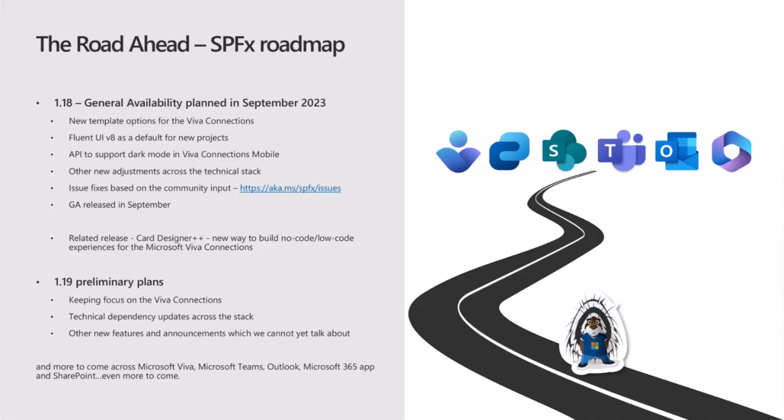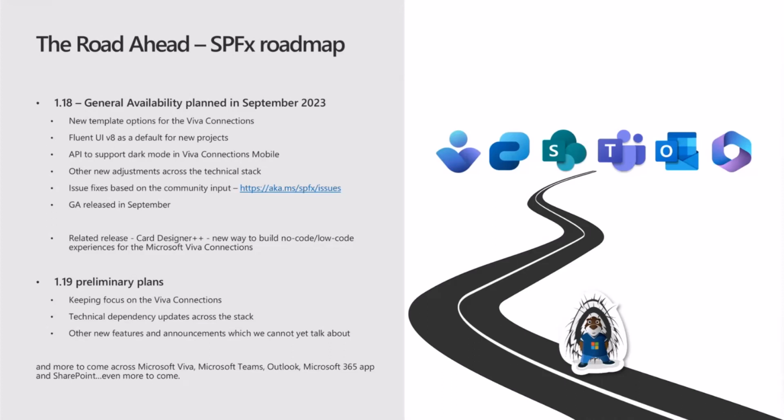So first of all, on 1.18, which is planned to happen at GA, as in general availability, as in production ready, in September 2023. Pretty soon, it will have new template options for Viva Connections, and Fluent UI V8 as the default for new projects. So we're updating the Fluent UI as that's getting updated on Microsoft 365.